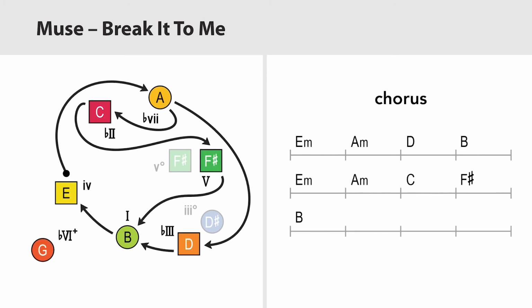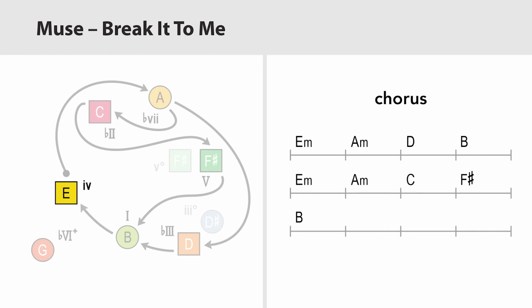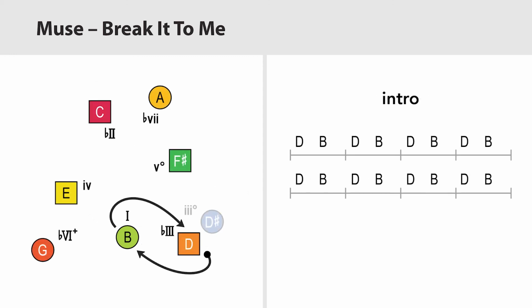And then there's this hauntingly beautiful progression in the chorus that moves between E minor, the minor 4 chord, A minor, the flat minor 7 chord, D major, borrowed from the Phrygian, which is a flat major 3 chord, then to B major, the major 1, back to E minor, the minor 4 chord, A minor, the flat minor 7 chord, to C major, the flat major 2, to F sharp major, which is a major 5 chord. It's a borrowed major 5 from the harmonic minor, and then back to B major, the major 1 chord. So here's what the song sounds like.